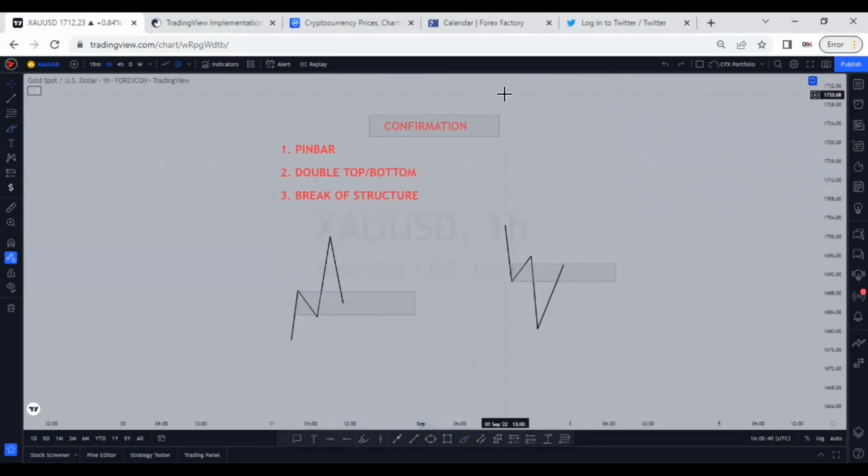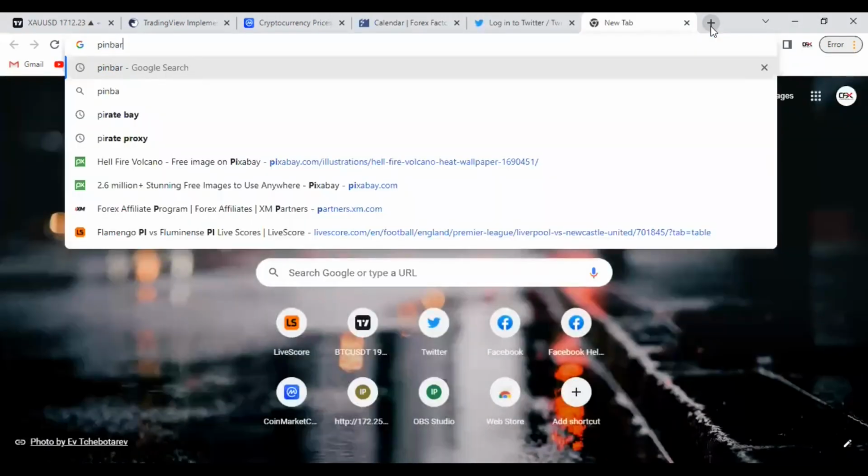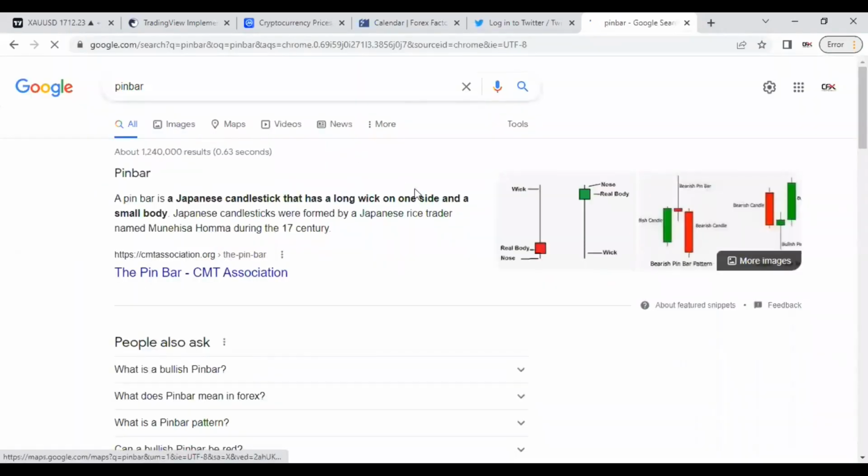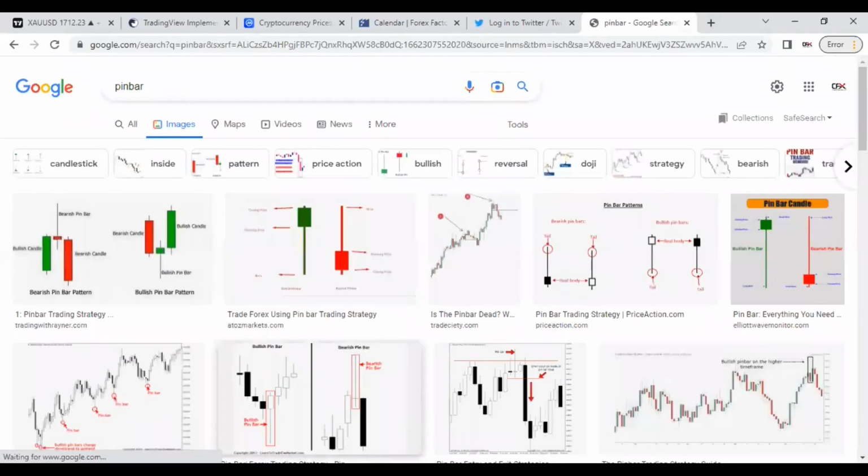Now, quickly, I would like to show you how a pin bar looks like. Let's just go to Google. Sometimes you just have to search things online. This is what a pin bar looks like. Here, I'm talking about this one. For you to sell, you need to look for a candle which looks like this, a wick at the top with body at the bottom. This is the pin bar for sell. Now, this one, wick at the bottom with body at the top, is for buy. This is the pin bar for a buy.